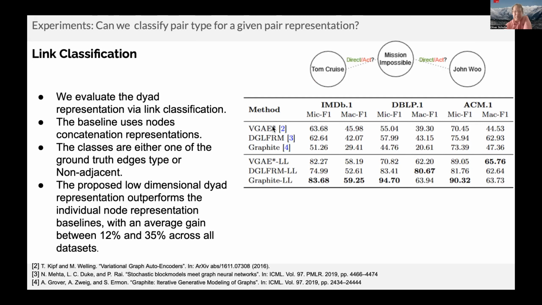If you compare again VGAE or DGL FRM, so standard methods, and then we just add our latent layer strategy, then for VGAE, you go from 63 to 82. This is micro F1, just think of it as F1. For Graphite, you go up by 30 points. So these are really big improvements for classification accuracies. I'm pleased to see that.